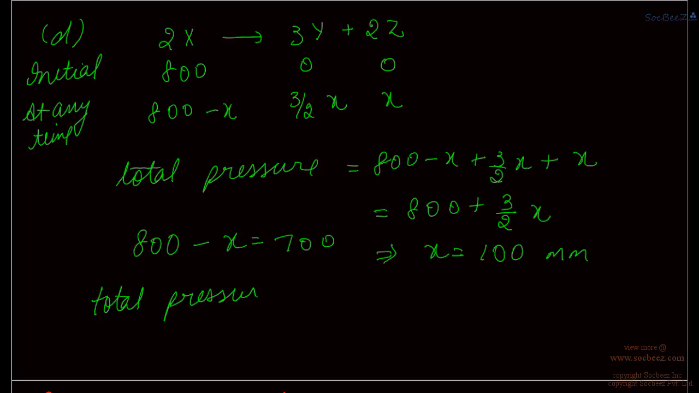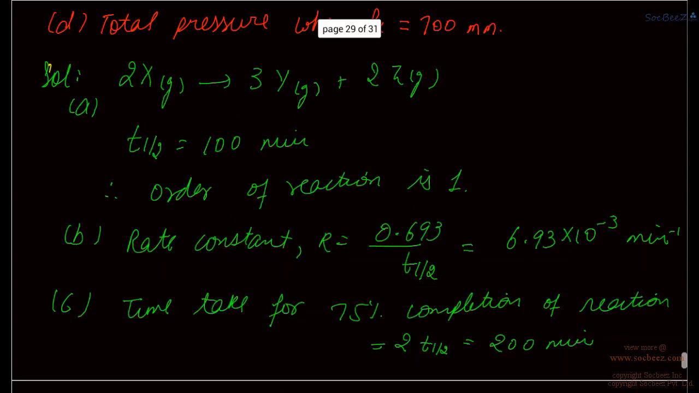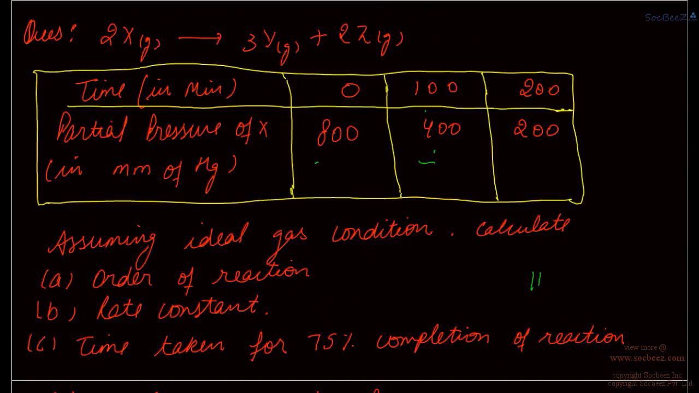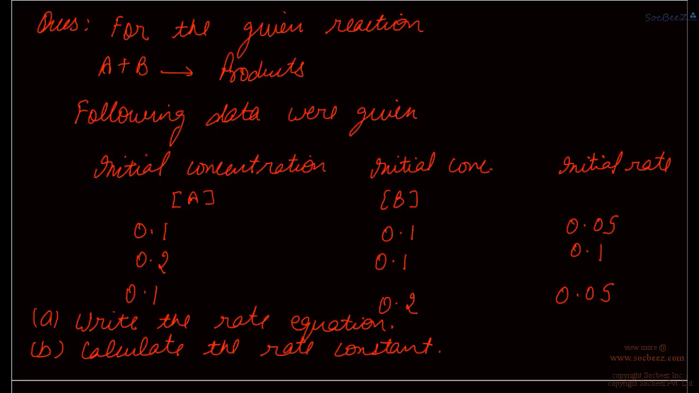So from here we get the total pressure as 800 plus 3 by 2 into 100 equals 950 millimeter Hg. So this is the answer of this last part of this problem. And this question was asked in IIT JEE 2005. This was a subjective question asked in mains.